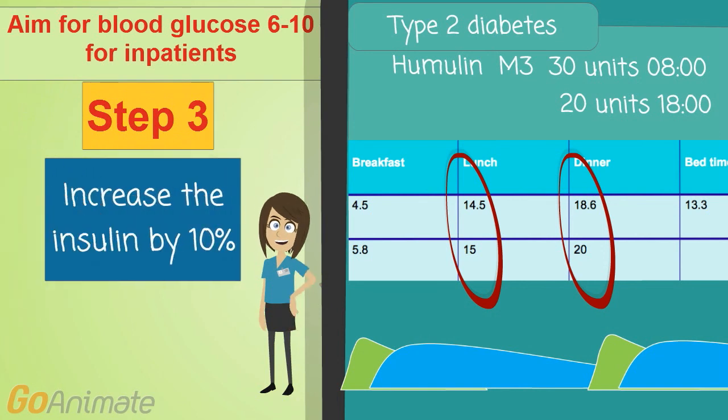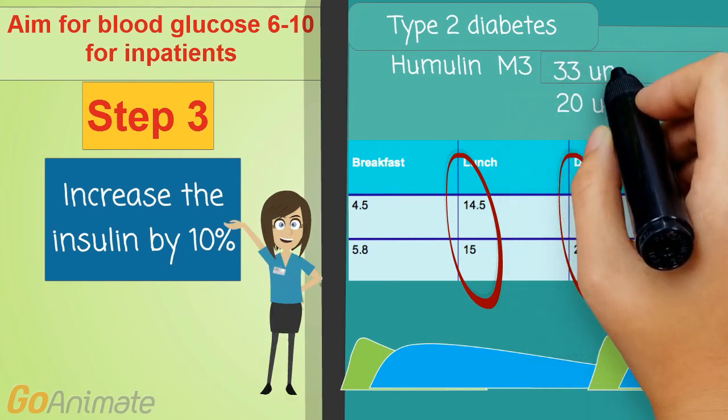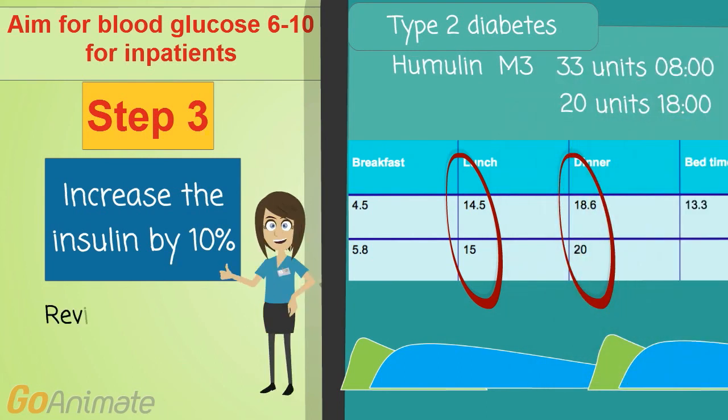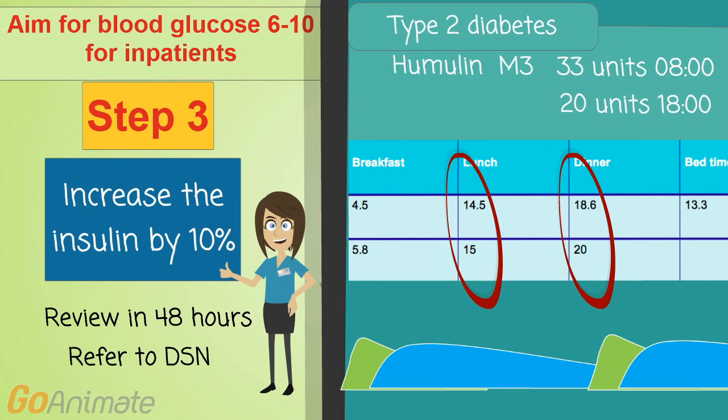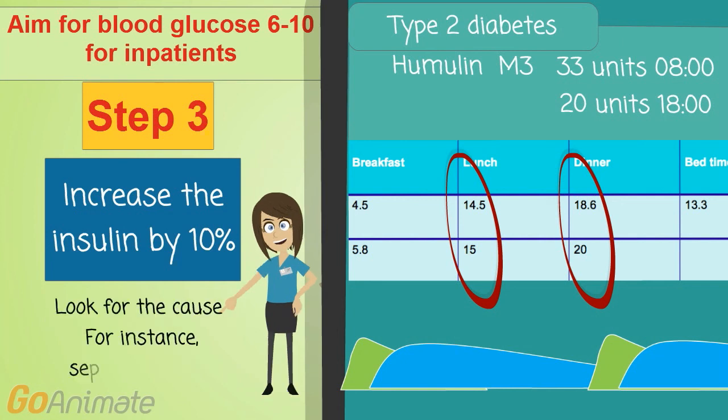Now, increase the morning dose of insulin by 10%. From 30 units to 33 units. Review in 48 hours. Consider further titration if needed. Refer to specialist team if the levels remain high. Look for the causes which can raise levels temporarily. Hence, review the dose regularly.